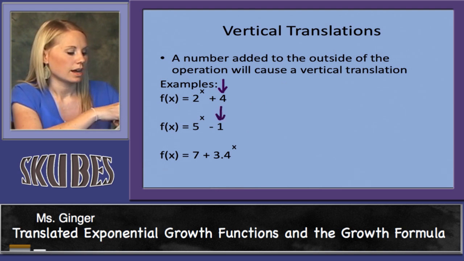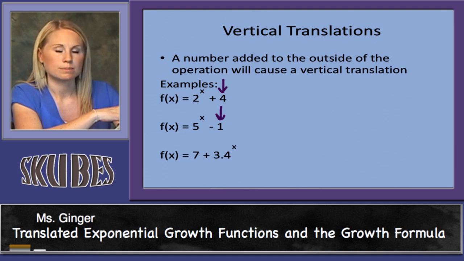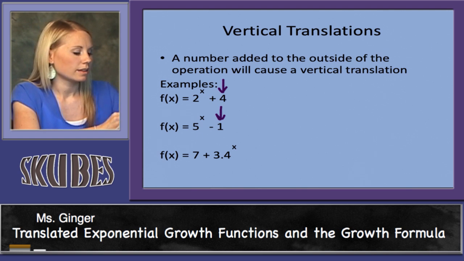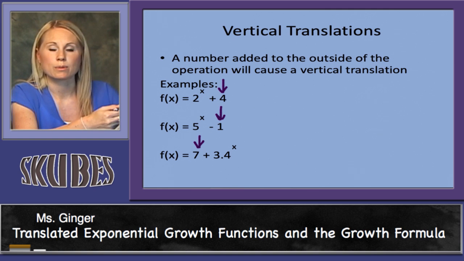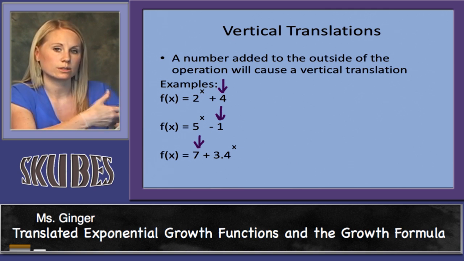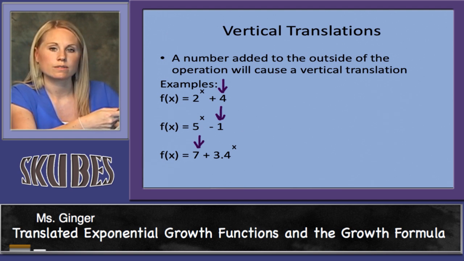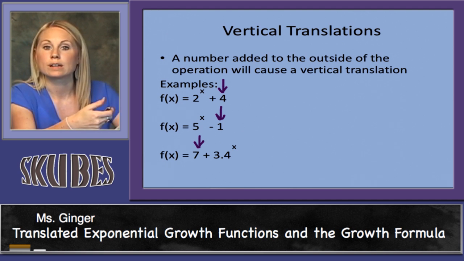Second one in the middle, I see that it's got 1 subtracted from it, so that's going to move it down instead, 1 unit. And then last one, the number is actually in front of the base to the power, but that doesn't matter. That's still outside of the power, so that's going to cause the vertical shift again, and it's being added, so it's going to move it up.